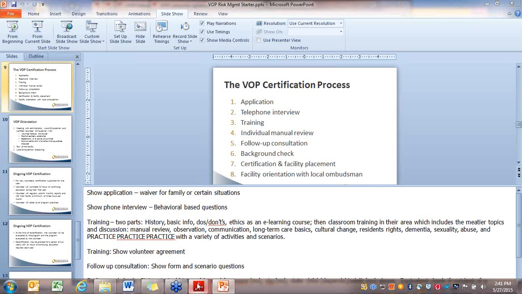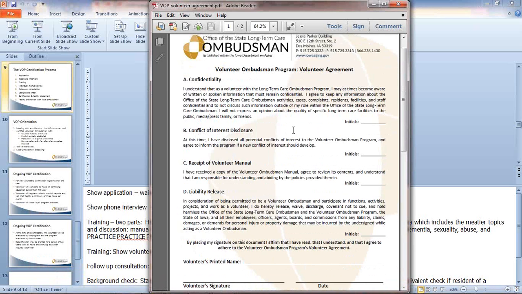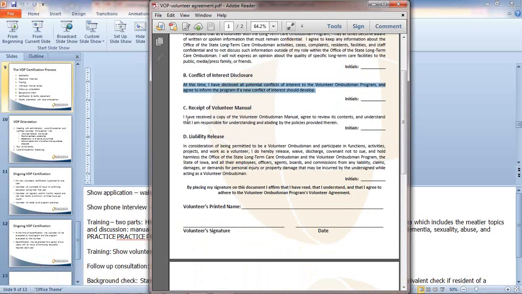At training, we also have them sign this form, which is our volunteer agreement. We've got our confidentiality statement here. We also have their conflict of interest disclosure, so that at that time we know all of their conflicts of interest and they have an opportunity to fill us in if anything's changed. They also confirm that they've received their volunteer manual and agree to read it, understand it, and abide by the policies therein.